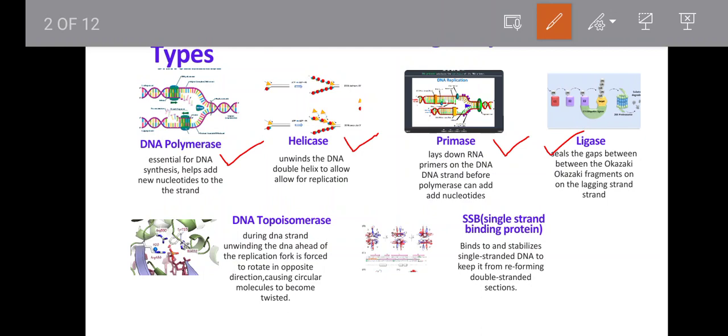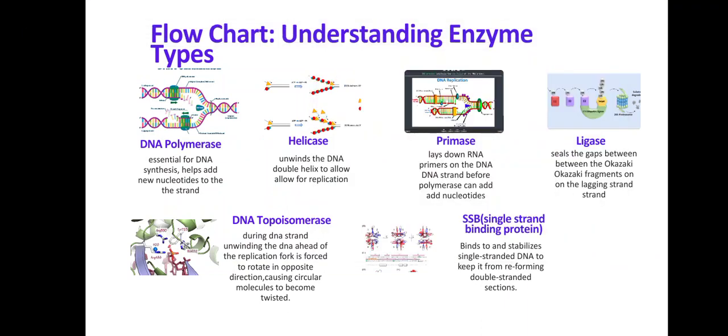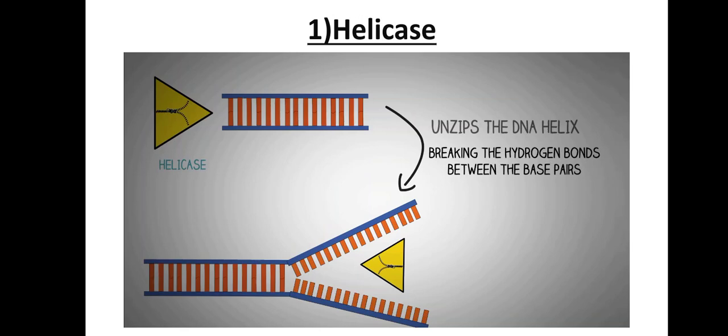Then, the topoisomerase enzymes are involved in reducing the strain in the double helix of the DNA strand. And then the SSB proteins keep the two strands away from reforming again into a double strand. Now, let us look at the process of DNA replication. Then only we will be dealing with the definitions of these enzymes.